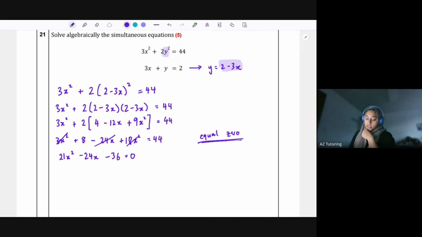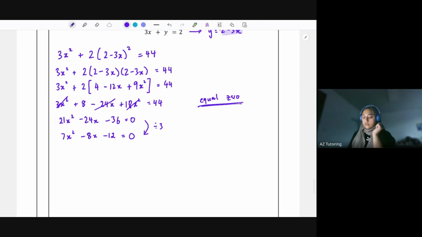Now, what I've also noticed as well is I can divide the whole equation by 3, since all of them go into 3. 21x squared divided by 3 is 7x squared, minus 8x, and then minus 36 divided by 3 is minus 12, equals 0. So I can't simplify that anymore. That's fully simplified now. So I'm going to get 2 answers for x.